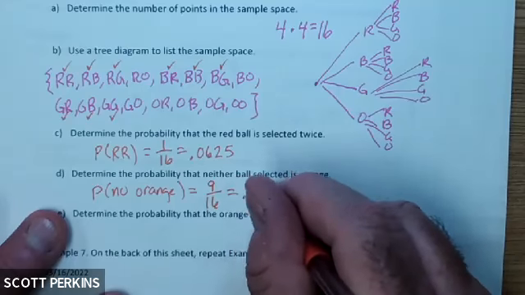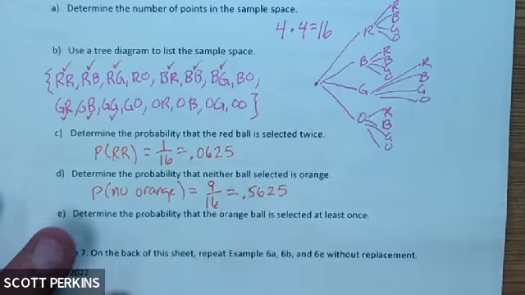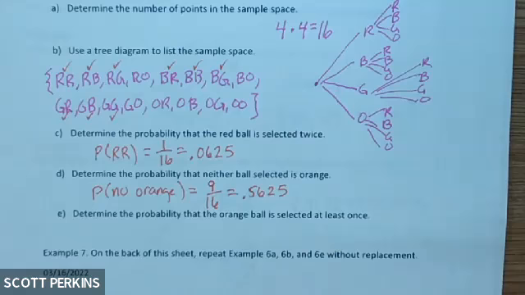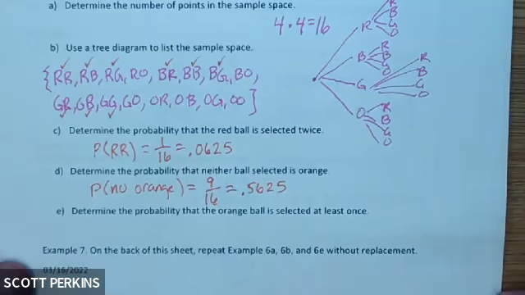If you put it in your calculator, 0.5625, that's going to be the 4-digit decimal. Everybody see why that's a 9 on the top? We good? Okay. The next one says, what's the probability that the orange ball is selected at least once?